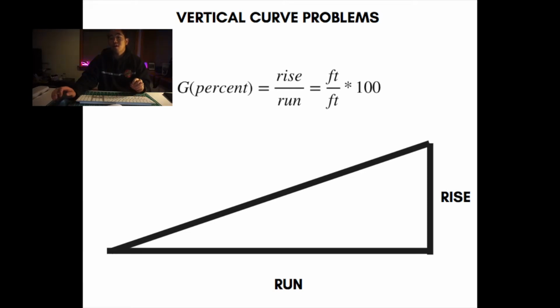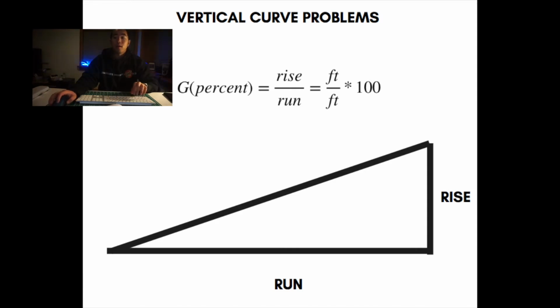So when you say a grade of 5%, that basically means a rise of 5 feet, or it could be a drop, over a run, or a horizontal distance, of 100 feet.